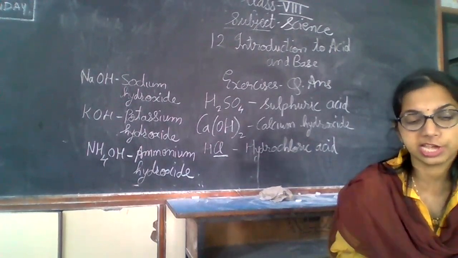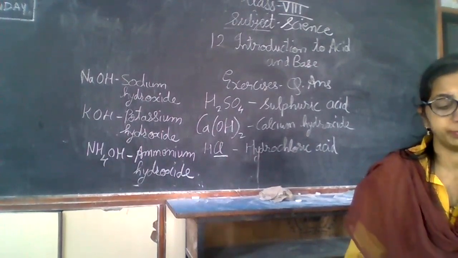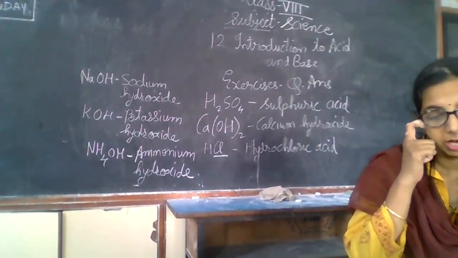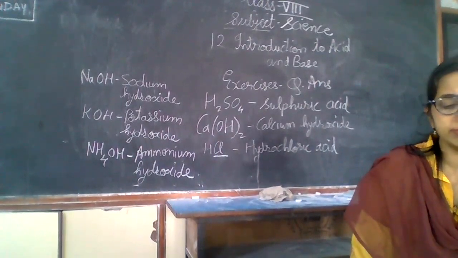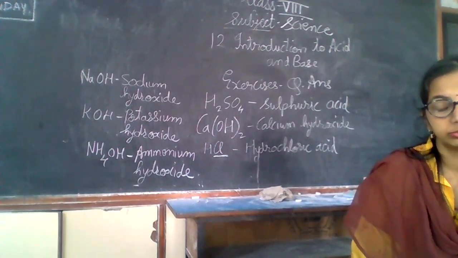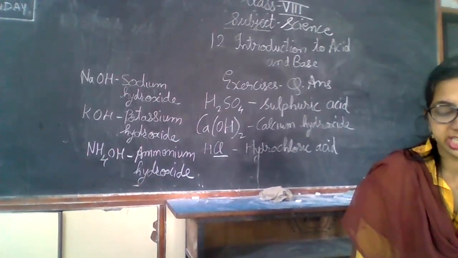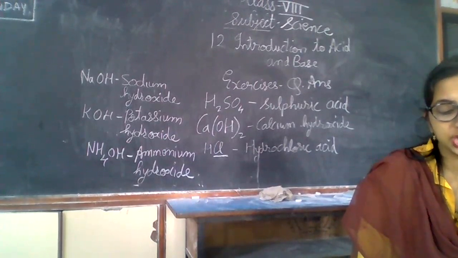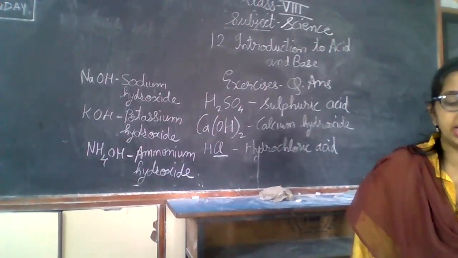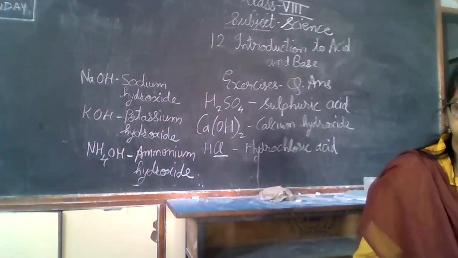Classify the following substances into acidic, basic or neutral group. HCl is an acid. NaCl is basic? No, it is a salt. MgO, basic. KCl is a salt. Calcium oxide is basic. H2SO4 is acidic. HNO3 is an acid, nitric acid. H2O is neutral. Na2CO3, CO3 is again a salt, basic.